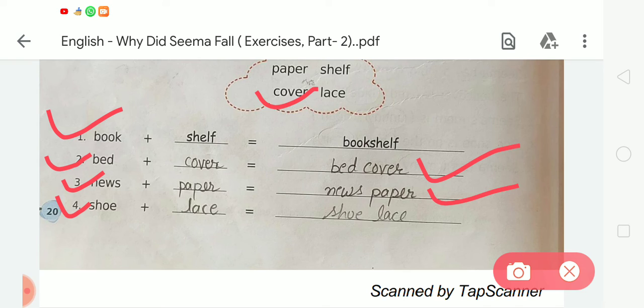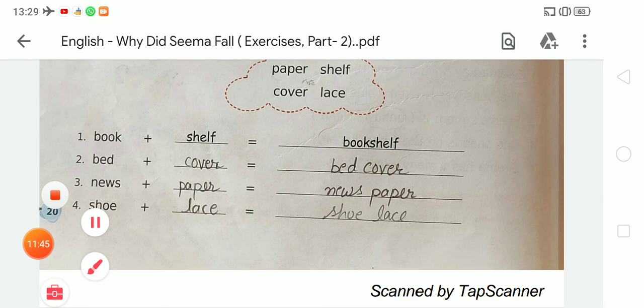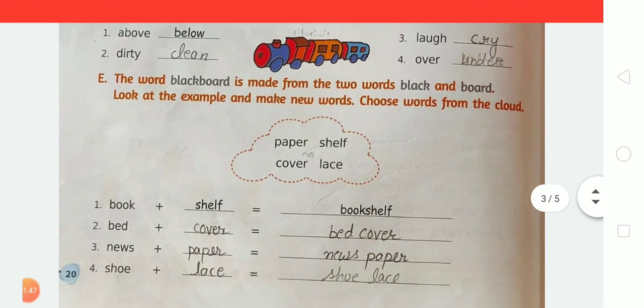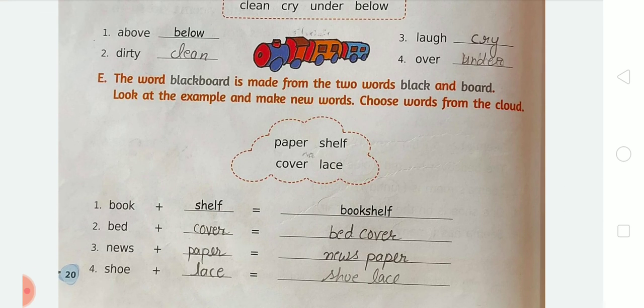Fourth word is shoe plus, so what will we write on the given blanks? Which word do we have to join? We have to join the given word lace. So shoe plus lace, it will be shoelace. Okay students, so like this we have to complete this exercise E, and also you have to learn how we can make a new word by joining two words.